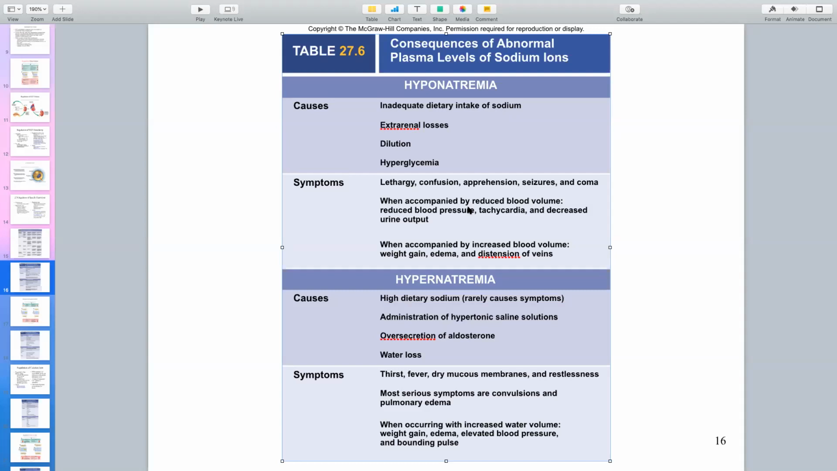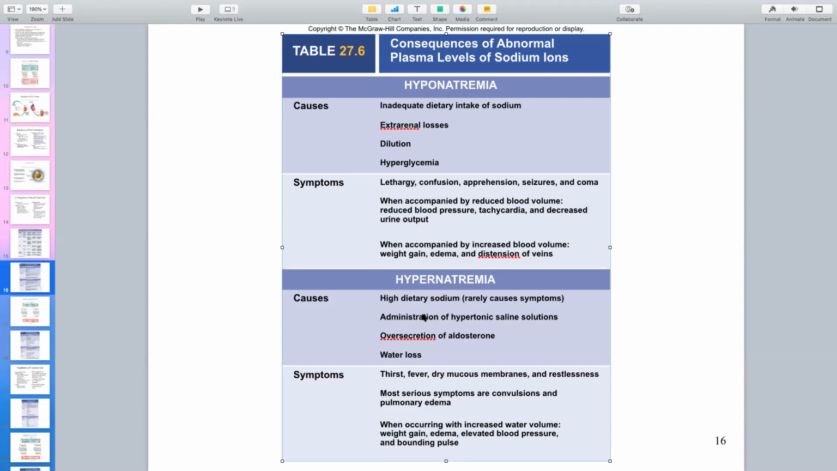With hypo, the big thing is a drop in blood pressure, right? When you have hyponatremia, usually your blood osmolarity decreases, right? Because it's decreased, your body thinks there's too much water. So it's going to start urinating more volume, which then reduces the blood pressure. When the blood pressure is reduced, it leads to tachycardia, and then eventually decreased urine output. So both of these have a huge effect on blood volume, right?